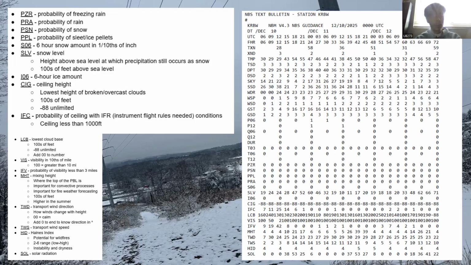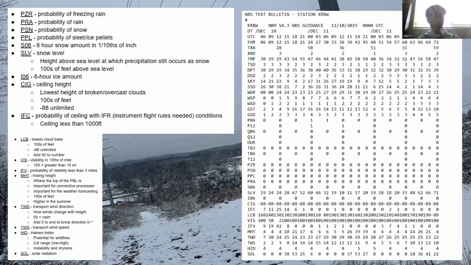Next, I06 is the 6-hour ice amount. Of course, it's zero for that. CIG is going to be the ceiling height, which represents the lowest height of broken or overcast clouds. It's in hundreds of feet. But if it's negative 88, it means it's unlimited. So it's all negative 88 all across. So that means the ceiling height is unlimited all throughout this if you see a negative 88.